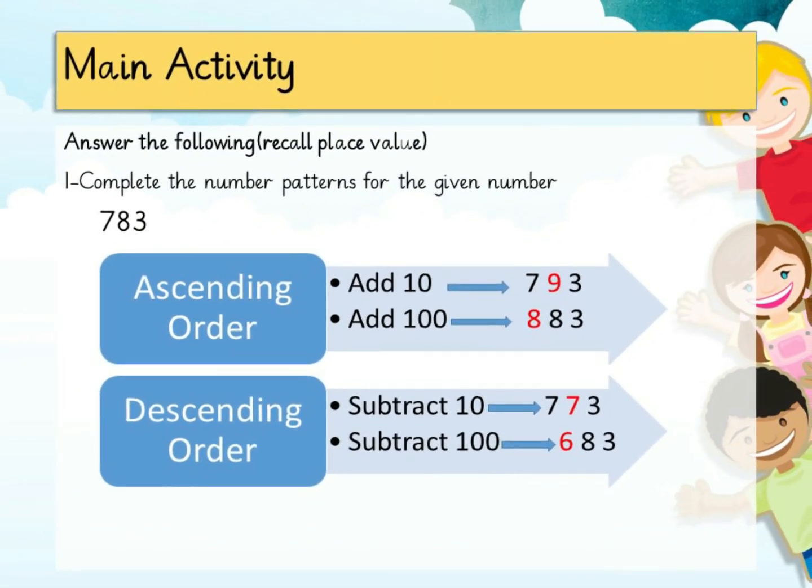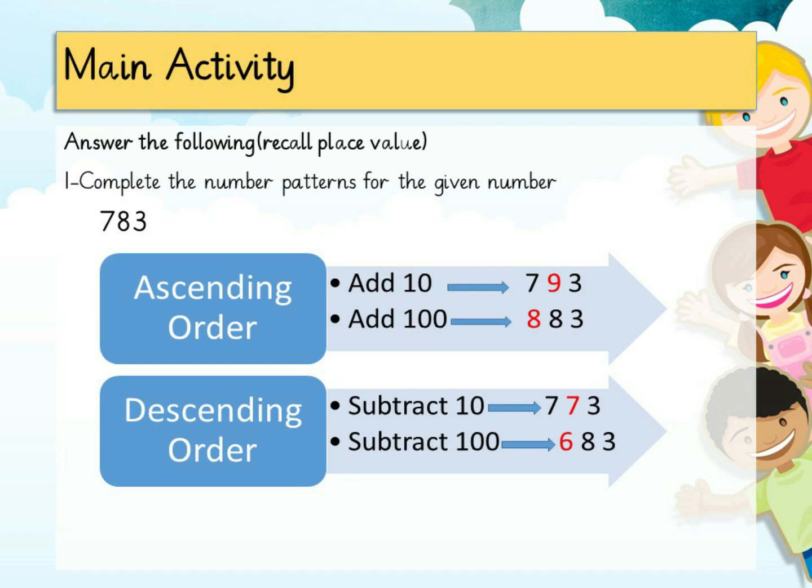Moving on with main activity, let's do another question. A number given to you is 783 and you have to complete the number patterns for 783. Follow the given instructions very carefully. For the number 783, you have to add 10 and 100 and you need to subtract 10 and 100 as well. There are 2 terms given over here, ascending order and descending order.